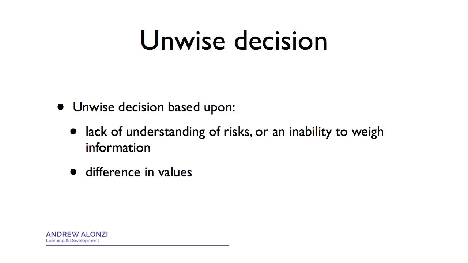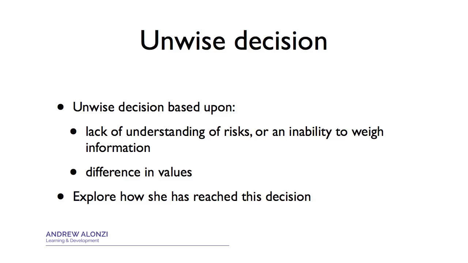If the person makes a decision that you think is unwise, explore how she has reached this decision. What has she taken into account to arrive at her decision? This will help you to understand whether the decision simply reflects a difference in values.